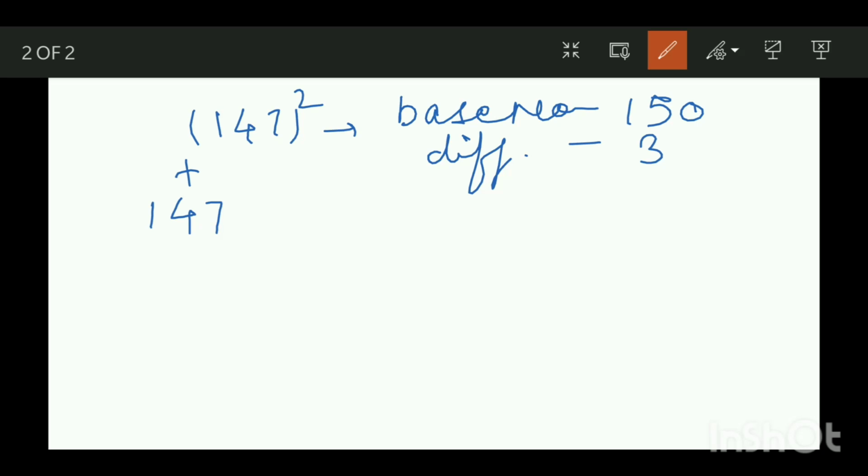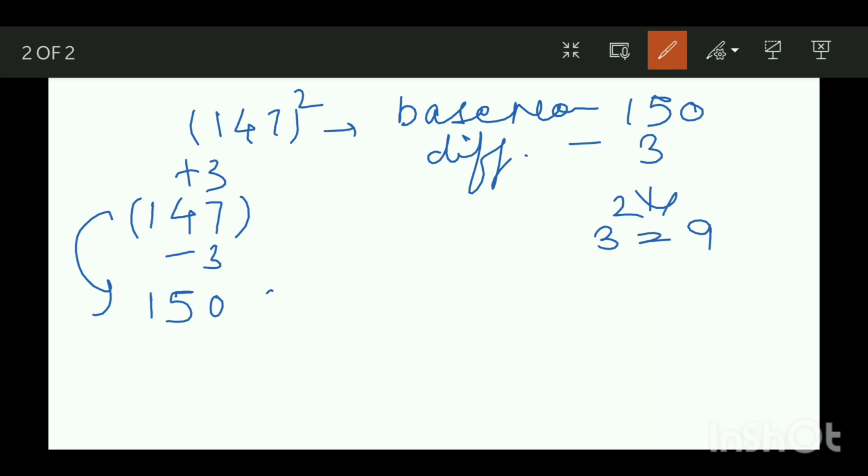In the second step, what we will do? We have to do plus 3 and minus 3 in 147. And here we will write down the square of the difference. Now, when we add 147 plus 3, we will get 150, and when we subtract, we will get 144. And now we have to divide this to remove this 0. Here there is only 9, so we will divide it by 10, and 10 will remove this 0.